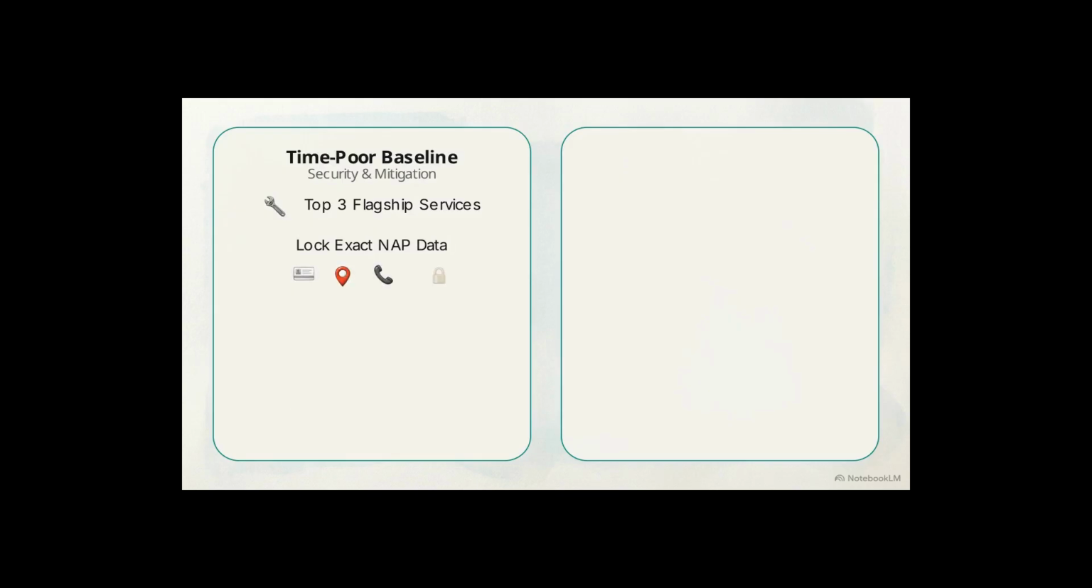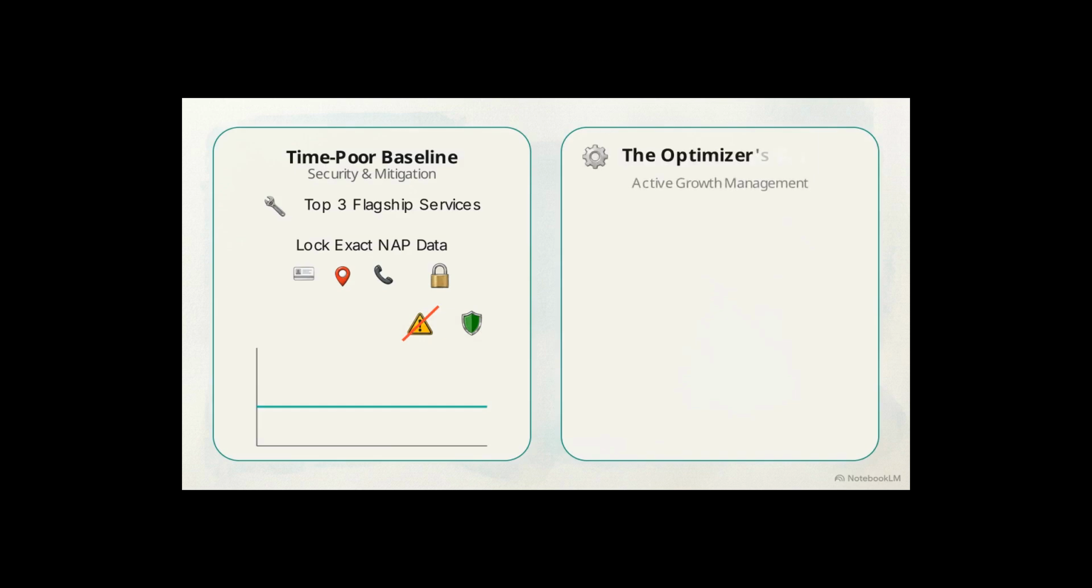We can break the strategy down into 2 paths. The first is the time-poor baseline, designed for owners who need results without a weekly time commitment. To execute the baseline, you select your flagship 3 services, lock in your exact NAP data across all directories, and then leave the profiles alone. You miss extra traffic from seasonal shifts, but this path protects core revenue and eliminates the risk of a profile suspension.